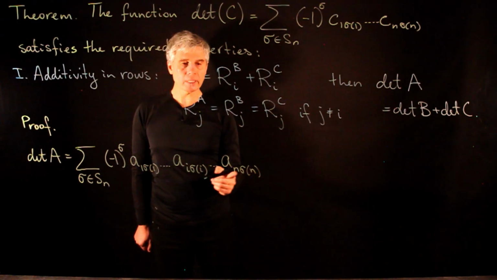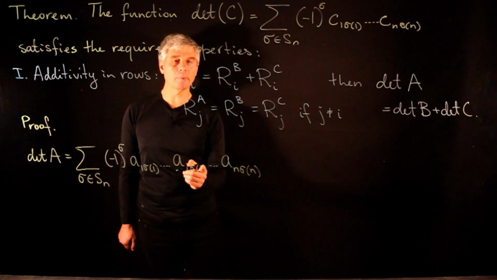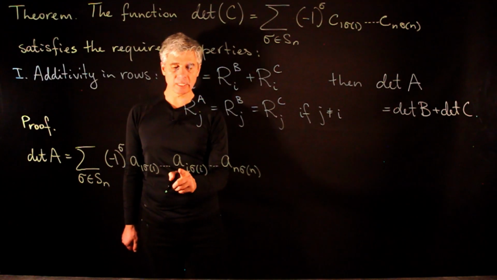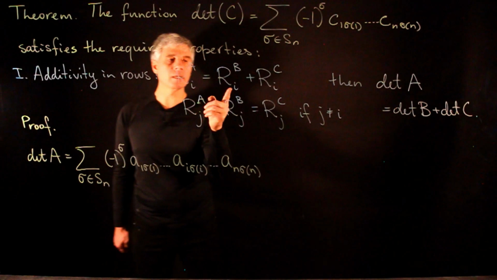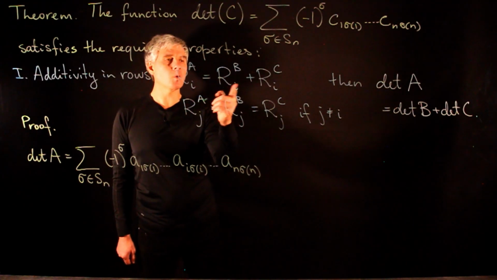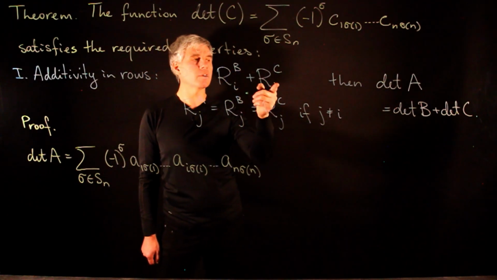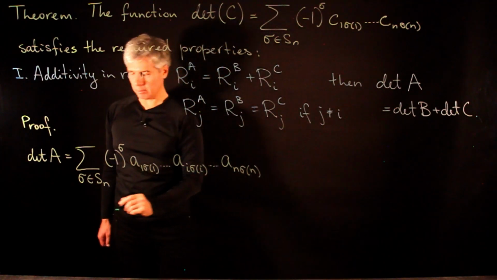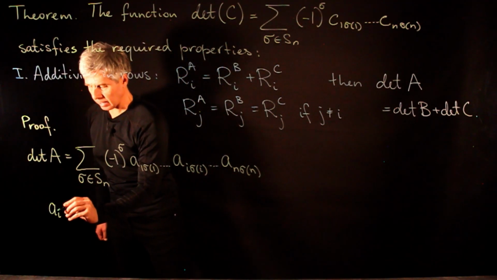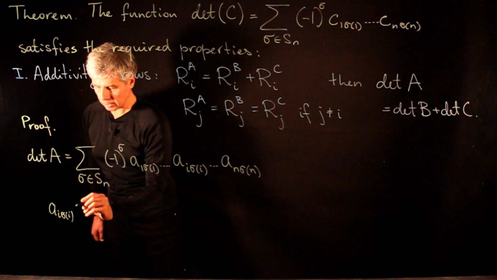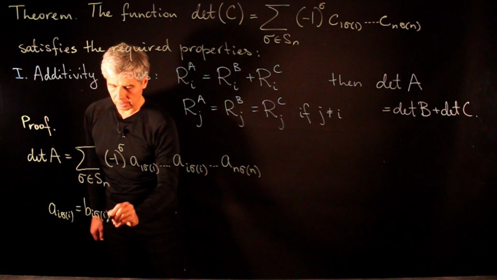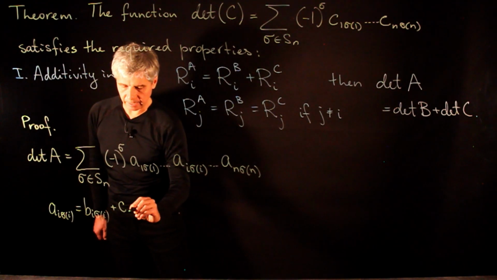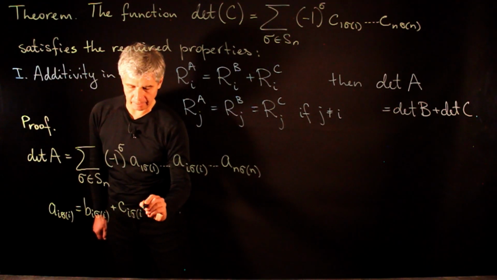Now, in this product, there is only one term from row i. So this is a_{i,σ(i)}. And because row i is the sum of row i of matrix B plus row i of matrix C, we can write that a_{i,σ(i)} is equal to b_{i,σ(i)} plus c_{i,σ(i)}.